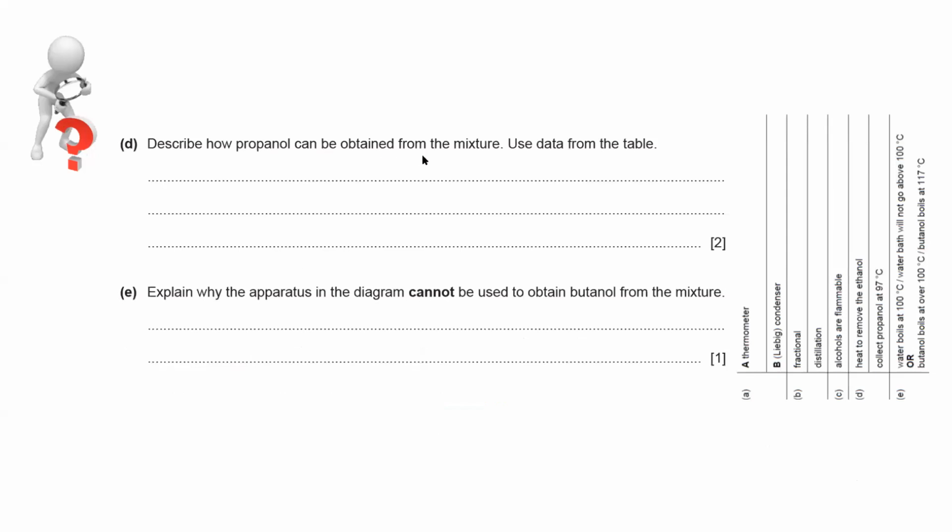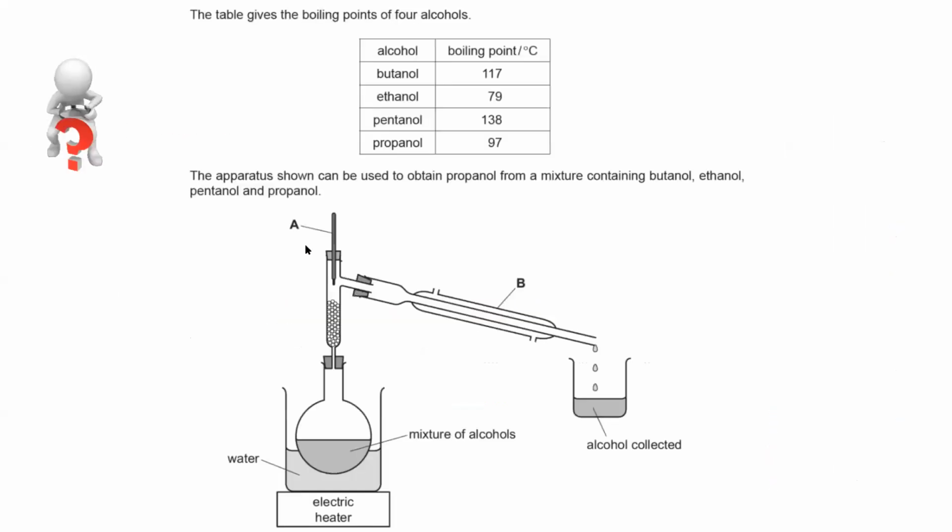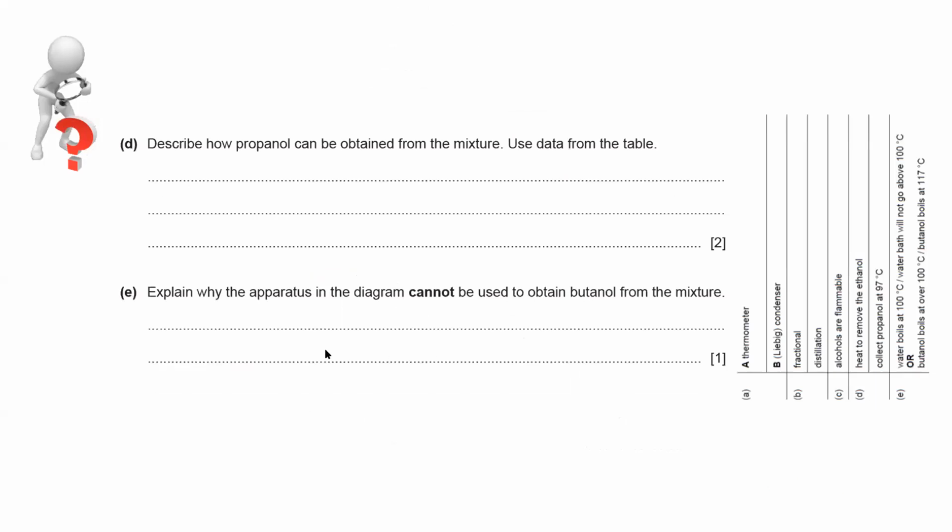Describe how propanol can be obtained from the mixture. Use the data from the table. So how can we collect propanol? First, what is the boiling temperature of propanol? It is 97. So we should supply heat energy until the thermometer records 97. Then we will collect propanol.